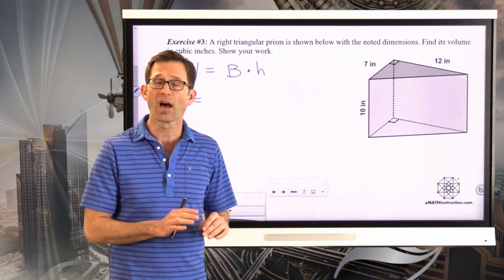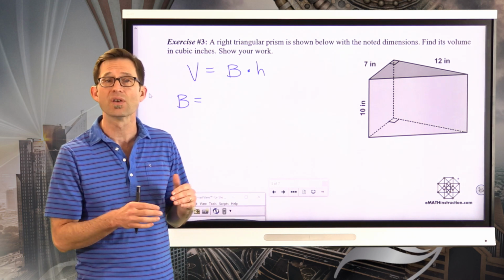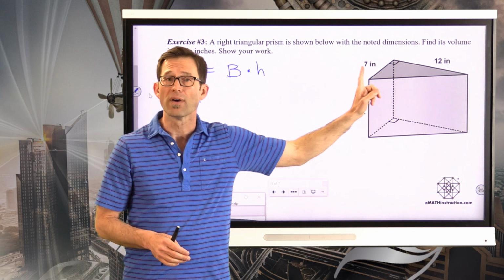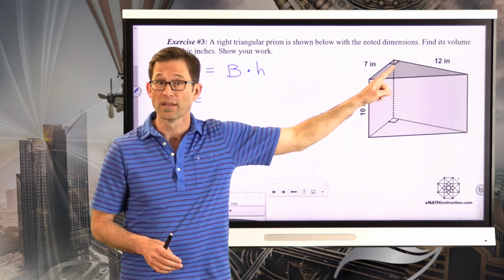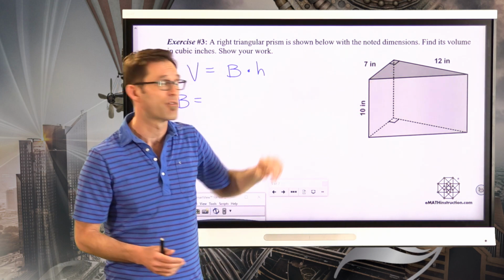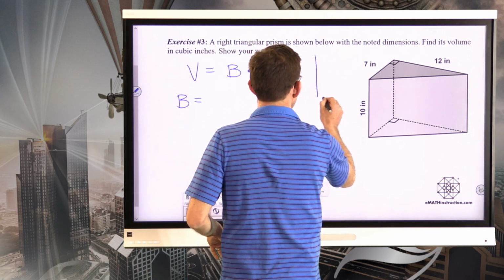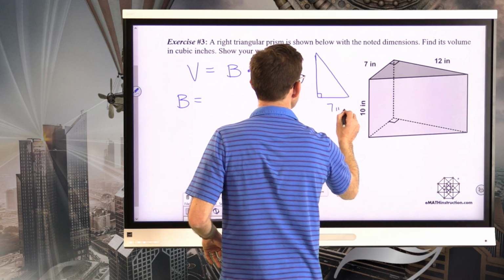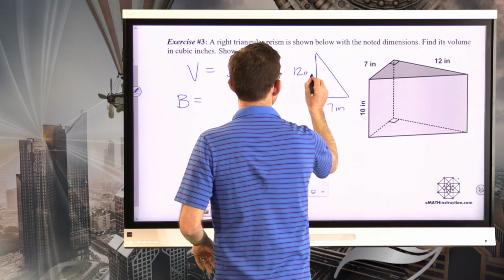So in this case, I kind of like to find the area of that base first and then use that in this problem. So what do I have? I have a triangle that's a right triangle. I can see the right angle symbol there. So I have a right triangle. Here, I'll draw it kind of like this so you can all see it. A right triangle that's 7 inches by 12 inches.